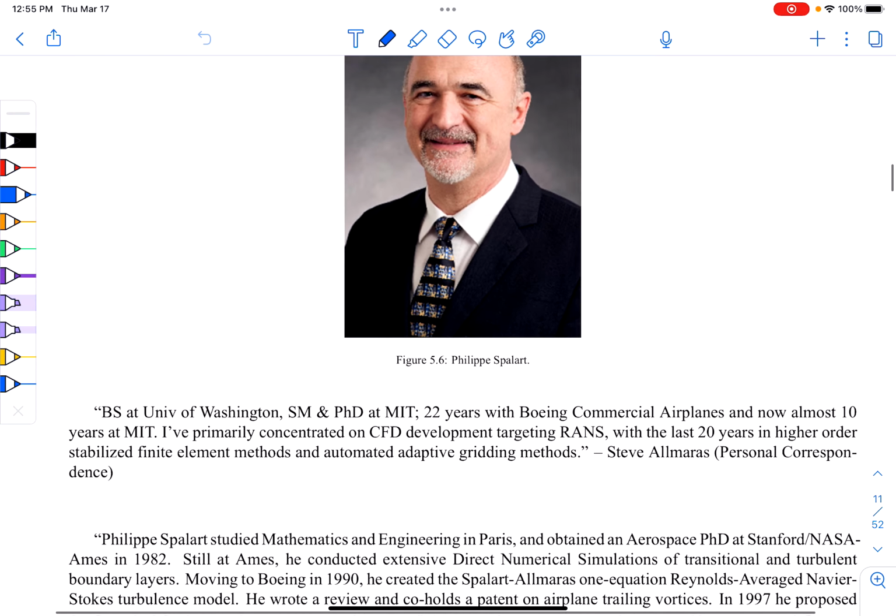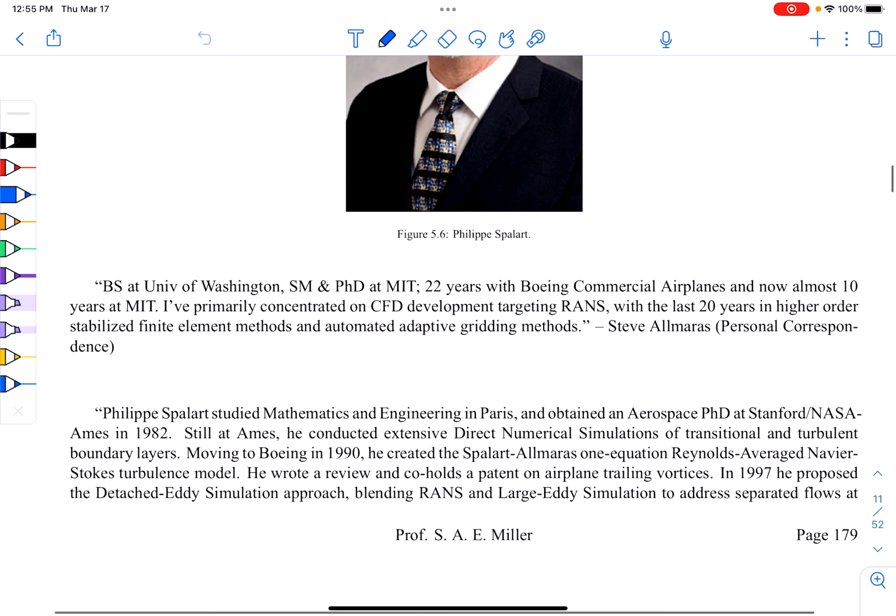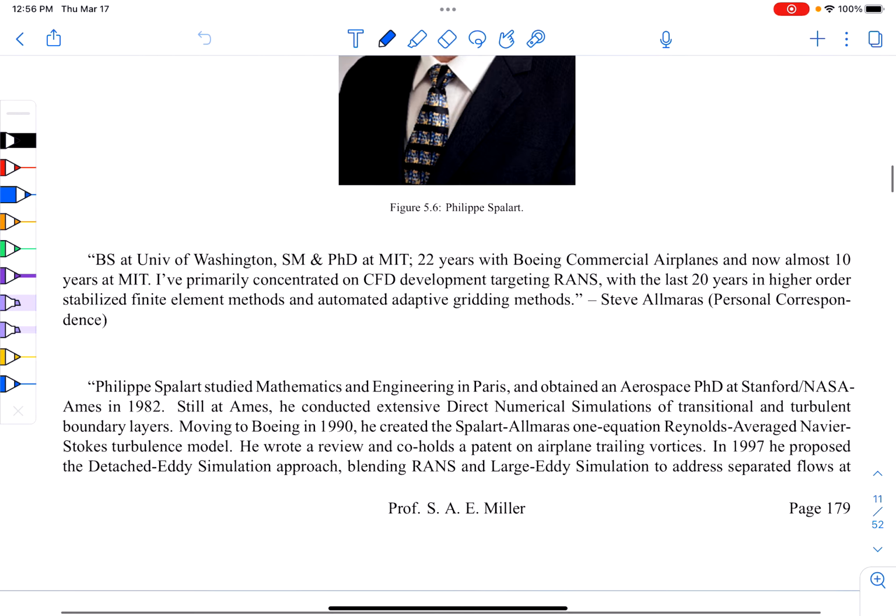I asked for a quick bio from Allmaras through an email, and he wrote back. He got his BS at Washington and PhD at MIT, 22 years at Boeing, and 10 years at MIT. Lately he's still working on CFD and RANS, and has moved into high order methods and stability for finite element methods and adaptive gridding, which are hard problems.